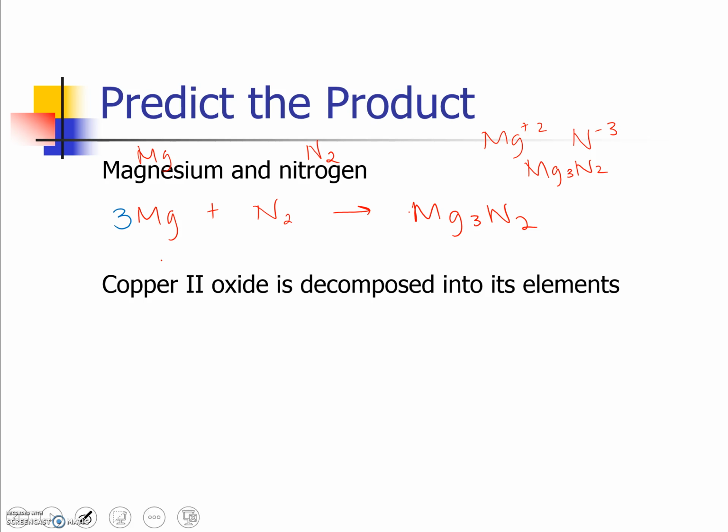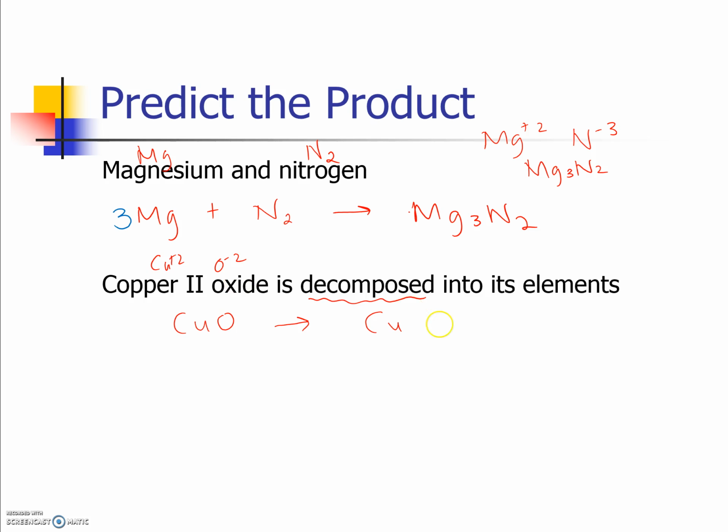Copper 2 oxide, Cu plus 2, O minus 2, is decomposed, sometimes there's a hint there, into its elements. So I'm going to be breaking it apart into copper and oxygen. Copper 2 oxide, I write as CuO. And I know I'm breaking it apart into its elements. So its elements are copper, and when it's over here by itself, it has no charge.